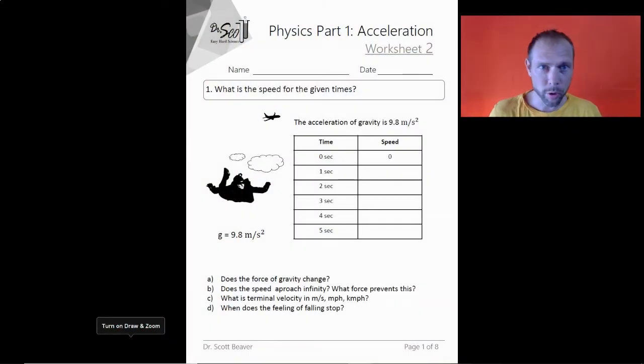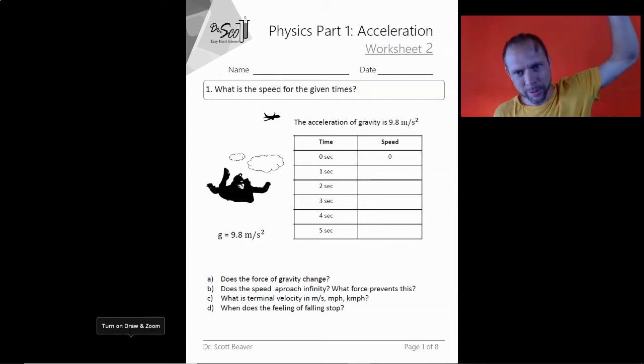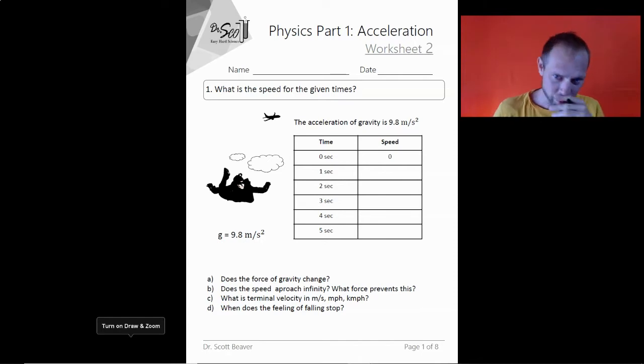Okay, Physics Part 1, Worksheet 2. We're on Problem 1 on page 1, and we have a skydiver who jumps out of a plane, and we're looking at the speed due to the acceleration of gravity. That's what gravity does. It accelerates things. He or she is going to be moving faster and faster and faster in a downward direction as time elapses.